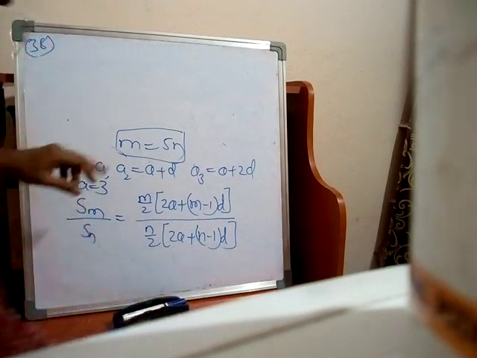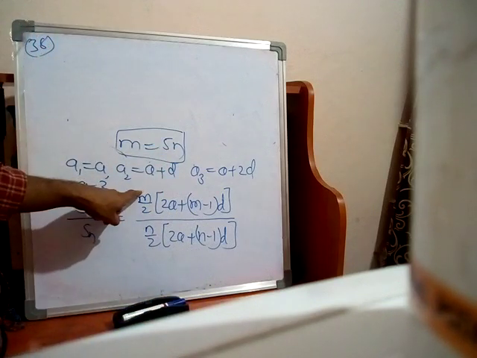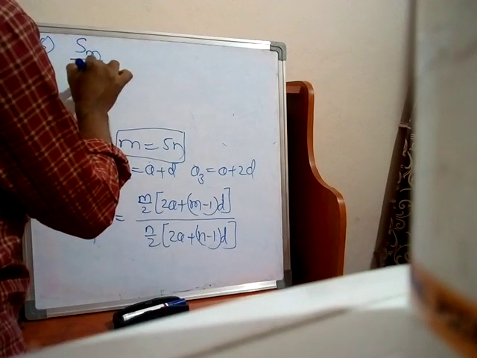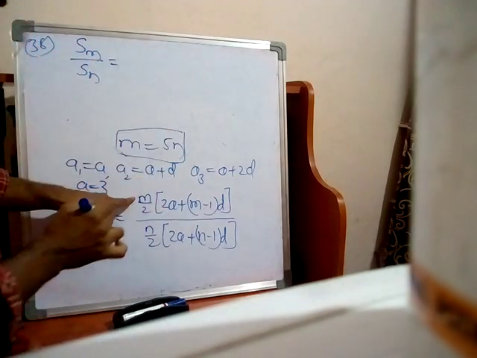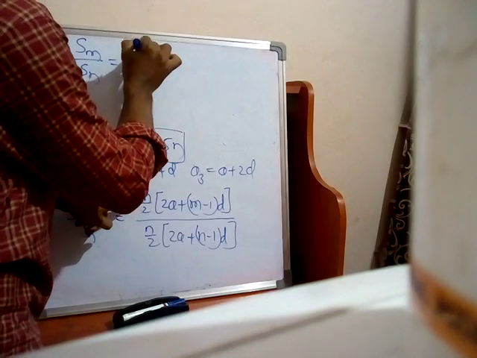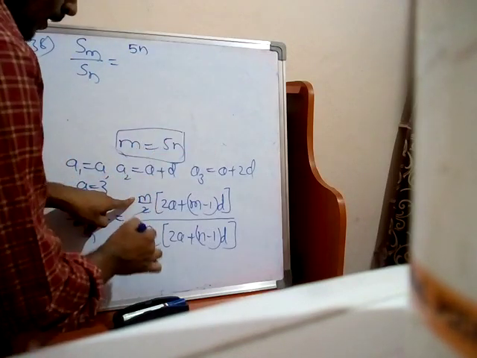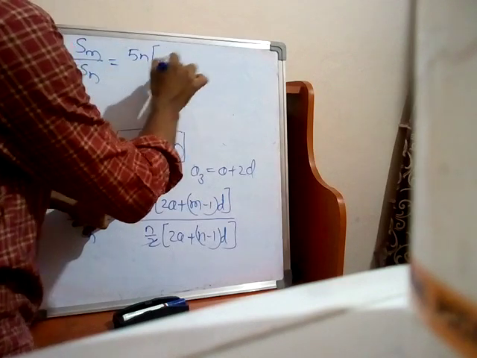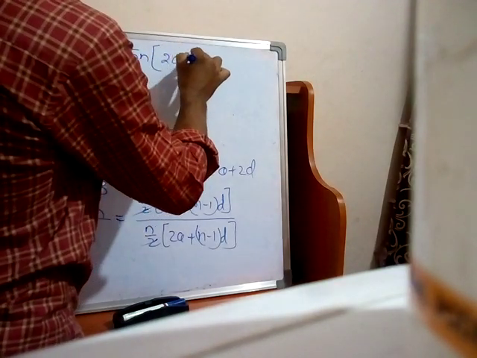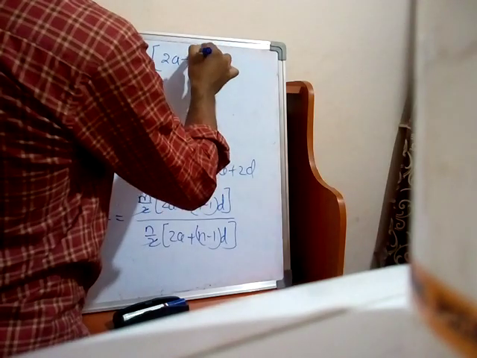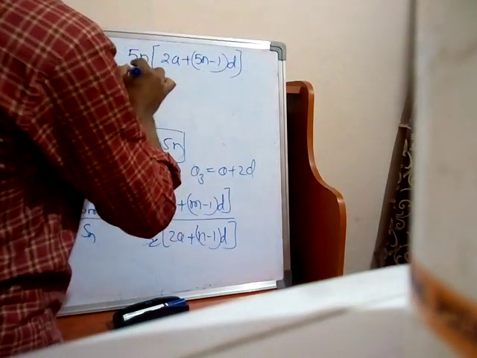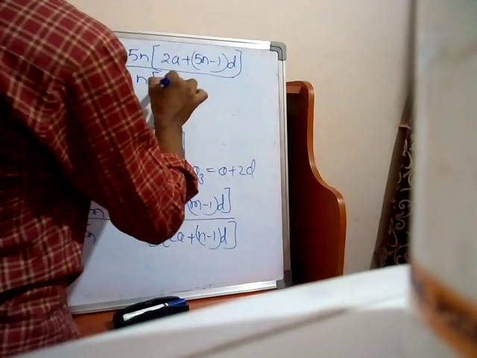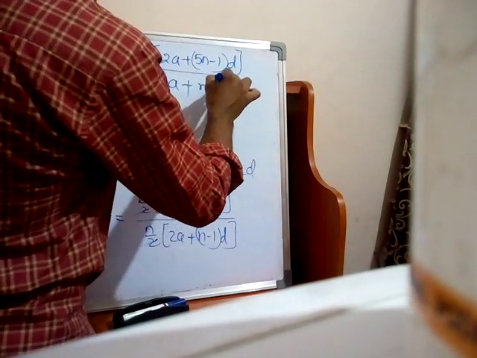So here one more is given, M is equal to 5N. So in place of M, take 5N. So Sm by Sn is equal to 5N by 2 of 2A plus 5N minus 1 into D, divided by N by 2 of 2A plus N minus 1 into D. The 5N gets cancelled.